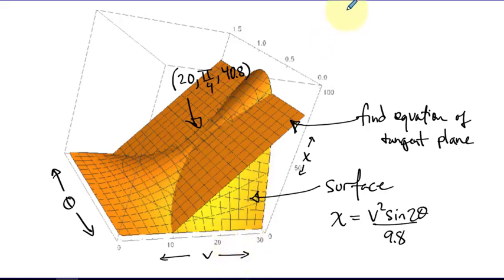You can see around pi over 4 is where you get the biggest amount of range for a given fixed velocity. You get the most range, the furthest range, at 45 degrees, or pi over 4, as your initial launch angle. So let's take that point right there and find the equation of this tangent plane.